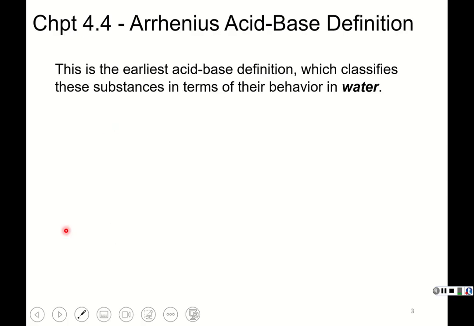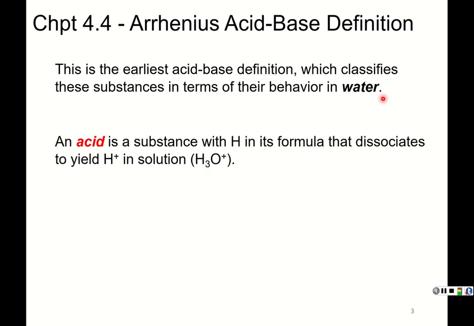Okay, so going back to the first definition of acid bases that we've talked about. That was the Arrhenius acid-base definition, and that's all based on what a substance does, how it behaves in water. Okay, an acid, by the Arrhenius definition, is a substance that when it is mixed in water, it dissociates to yield a proton in solution, which then gets converted into a hydronium ion.